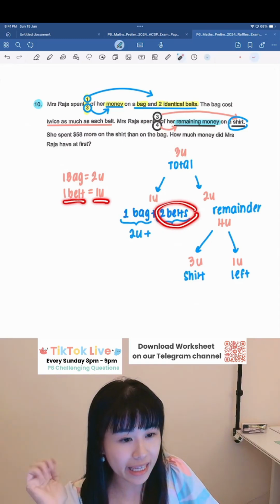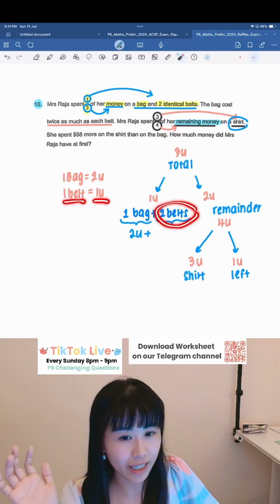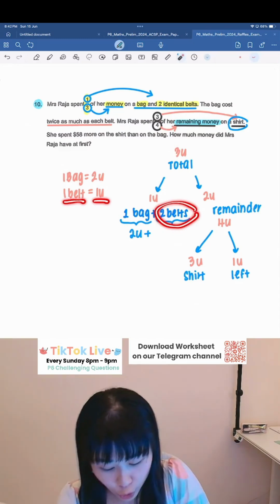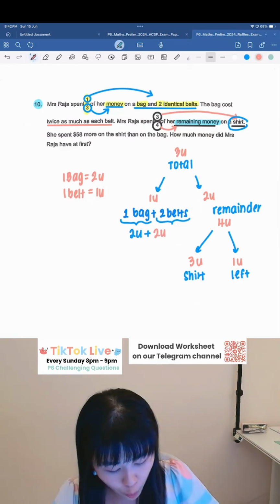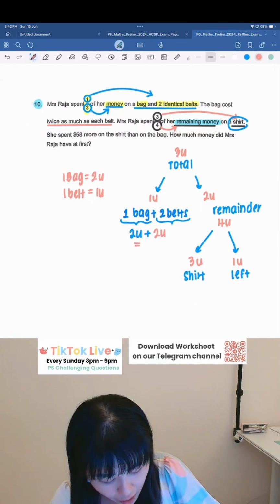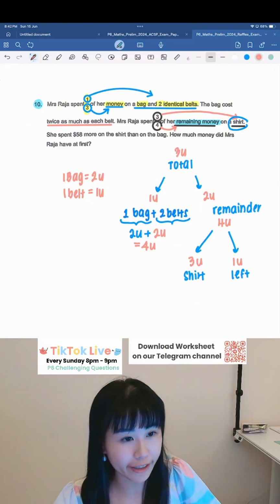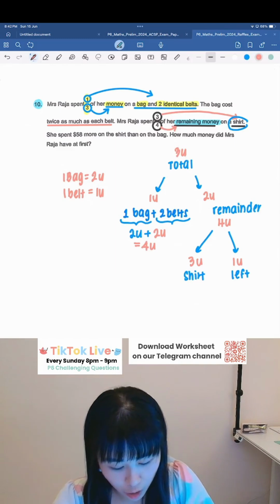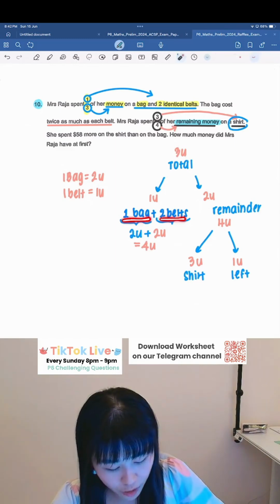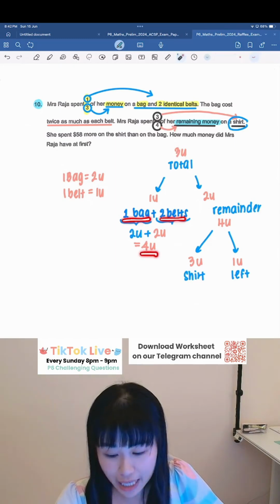Oh, hi Santana, you're P6. 2 belts is how many units? Thank you, Ellie, for following. 2 units, very good, you are understanding very well. So together, 1 bag and 2 belts are 4 units. Do you agree with me? If you agree, then I'll continue. 1 bag and 2 belts is 4 units. Can understand this part first? Very good.